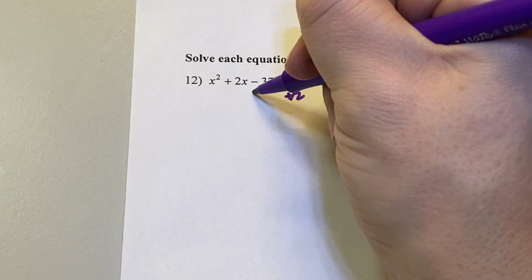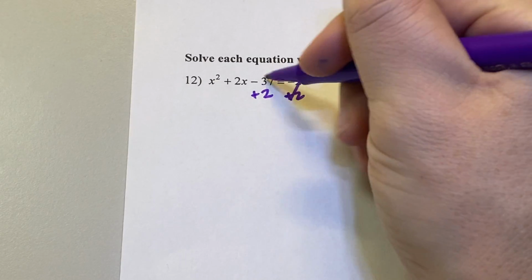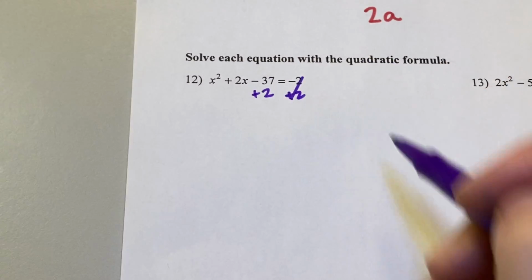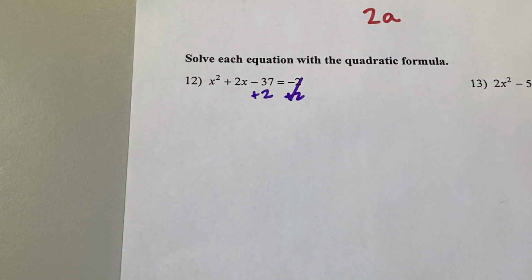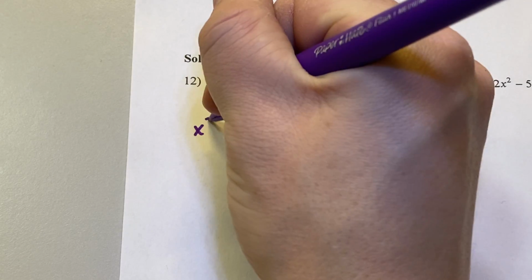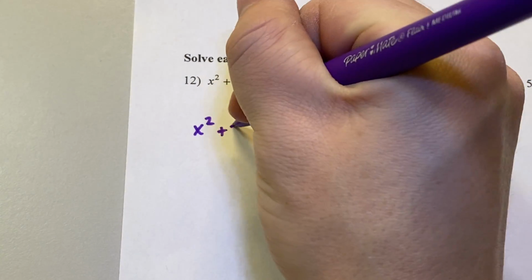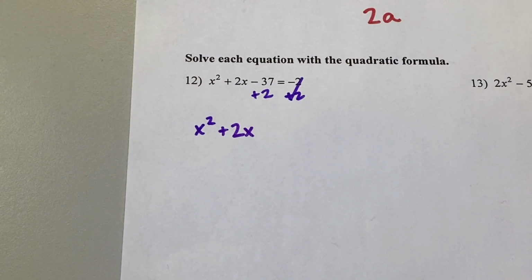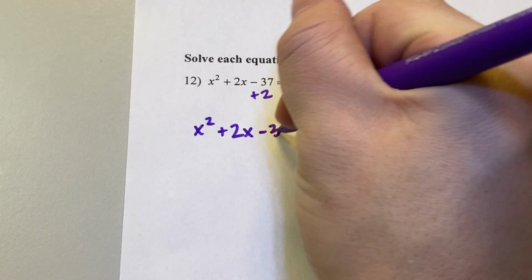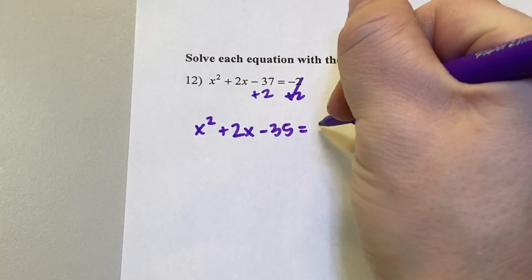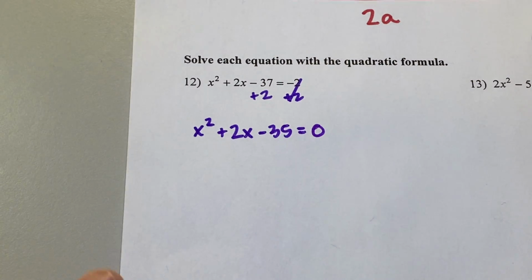Okay, the only other thing I can add him to on the other side is my like term. I can only add him to that -37. The other guys have x's, so we can't combine those guys. So what we end up with, x squared plus 2x, didn't affect those guys at all. What is -37 plus 2? -35. Nice. And now it equals 0.